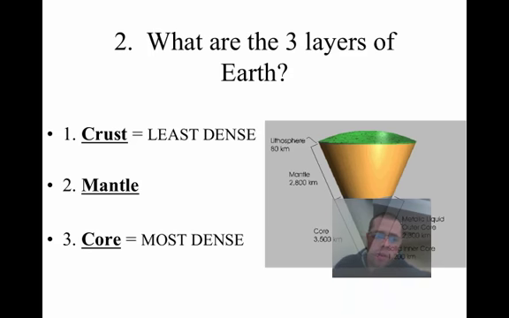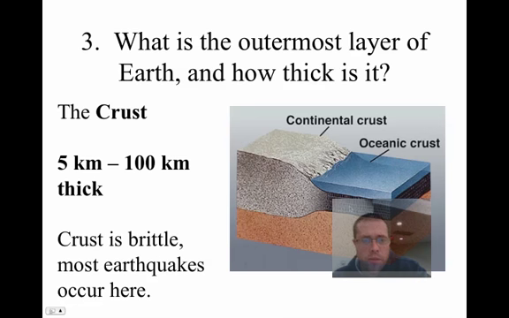So number 2, what are the three layers of Earth? From least dense to most dense, we have crust, mantle, core, and you can see in this diagram here the relative sizes or thicknesses of each of these as we work down. Mantle, and then the core is divided into the outer core and inner core. Please note, the outer core, metallic liquid, that's very important. We'll get back to that in a moment.